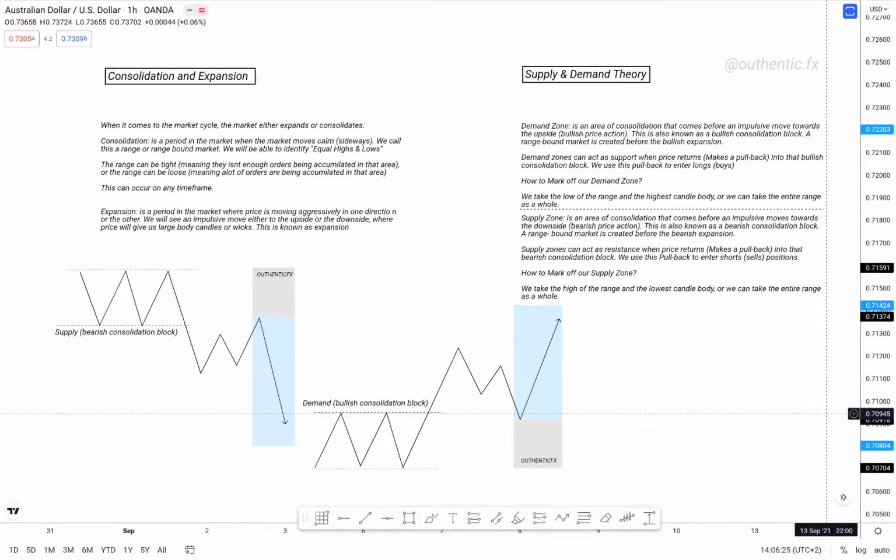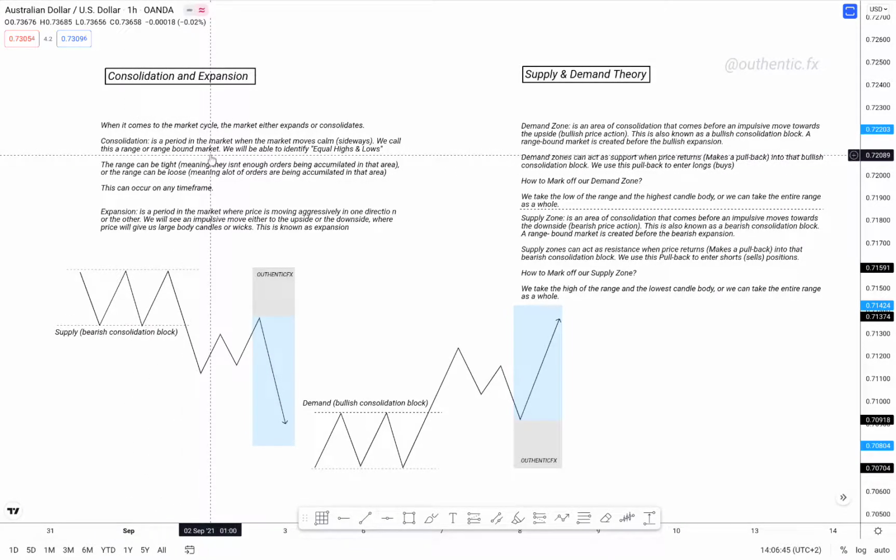Let's get into it. So guys, with every market, you need to understand the market cycle of every Forex market, right? The market either does one or two things. It either expands or consolidates, right? So to get into consolidation, consolidation is a period in the market when the market moves calm, meaning sideways, right? We call this a range or a range bound market. We will be able to identify equal highs and lows, right? So this is an example of a consolidation movement. You can see we're clearly moving sideways, creating equal highs and equal lows, right?